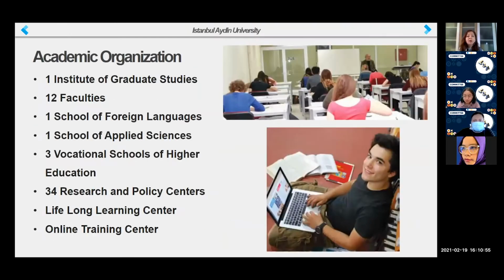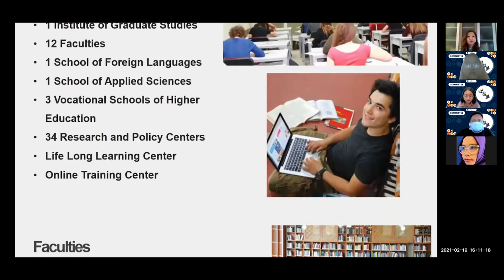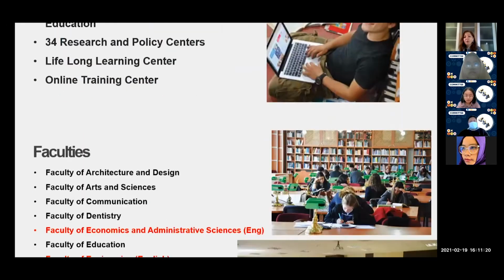So our academic organization is, we have, of course, a big graduate school delivering master's and doctorate programs. We have 12 faculties, School of Foreign Languages, School of Applied Sciences, vocational schools, and research centers, lifelong learning center, online learning center. So you can tell that it's a very comprehensive university.